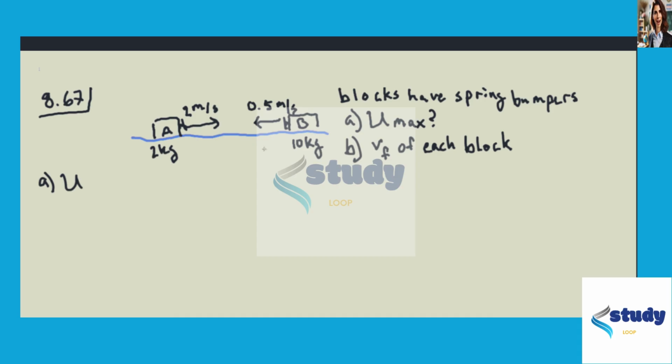So the net momentum of this system is not zero. So when the blocks are in contact with each other, they're still going to be moving. So the potential energy is going to be the kinetic energy at the beginning minus the kinetic energy that the system still has while the blocks are moving. Now we need to know how fast they're going.